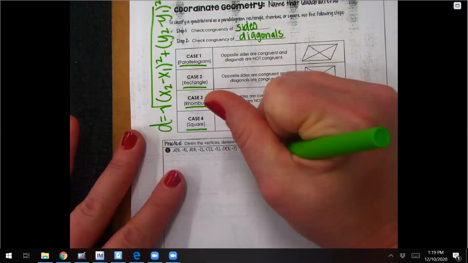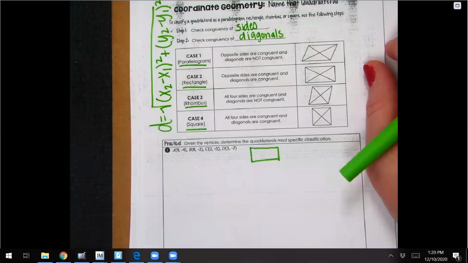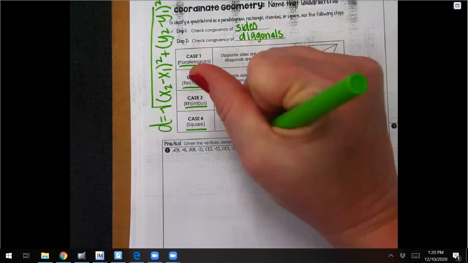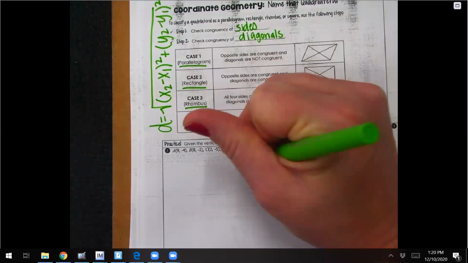So what you do is start and don't pick up your pen. Go in alphabetical order and don't jump around. So I'm going to go A, down that line to B, down that line to C, down to D. So I did it in order. I can draw this figure A, B, C, D. Does that make sense? Don't do A, skip to C, D.